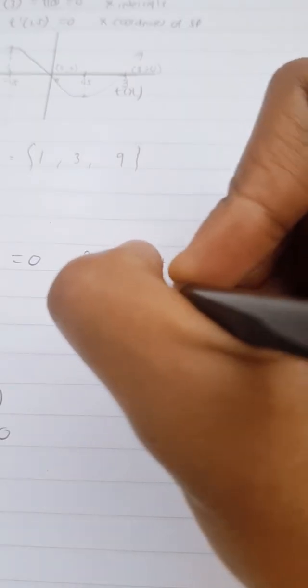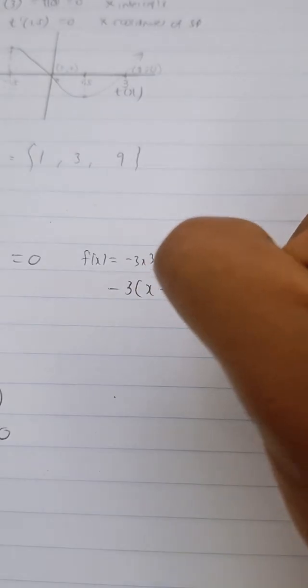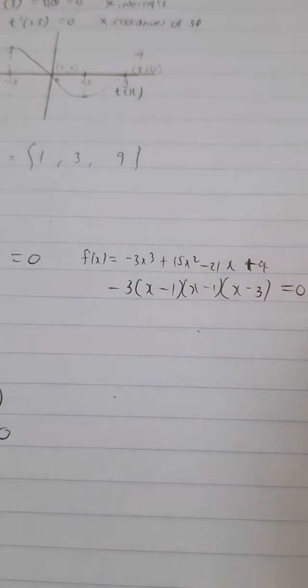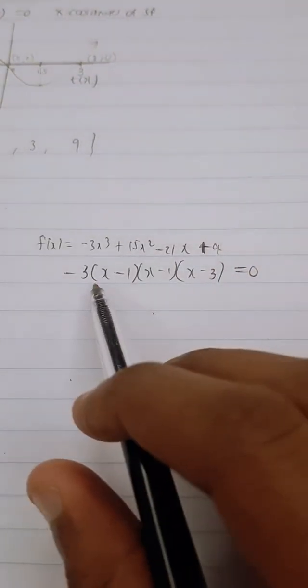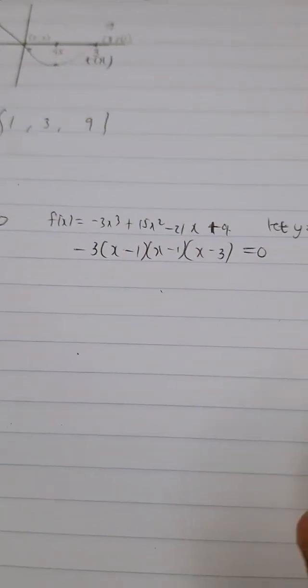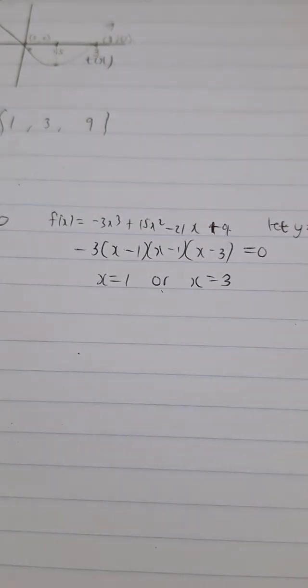Okay, it's negative 3 into x minus 1, x minus 1 repeats, x minus 3 equal to 0. So I want to find the x-intercept. I let y be equal to 0, then I solve. So that will mean I will get x is equal to 1 or x is equal to 3. Those are my x-intercepts.